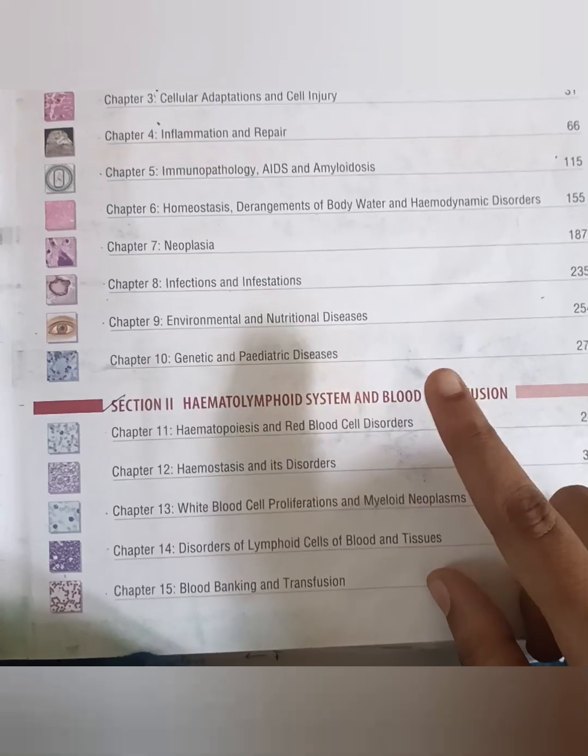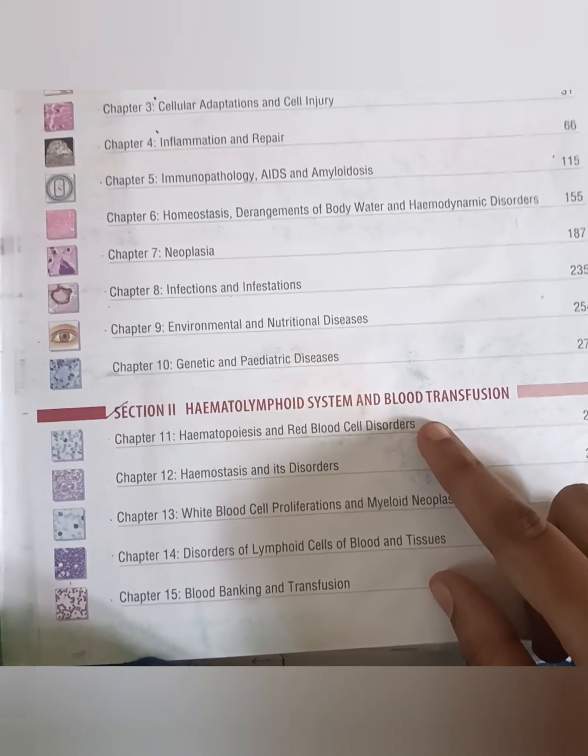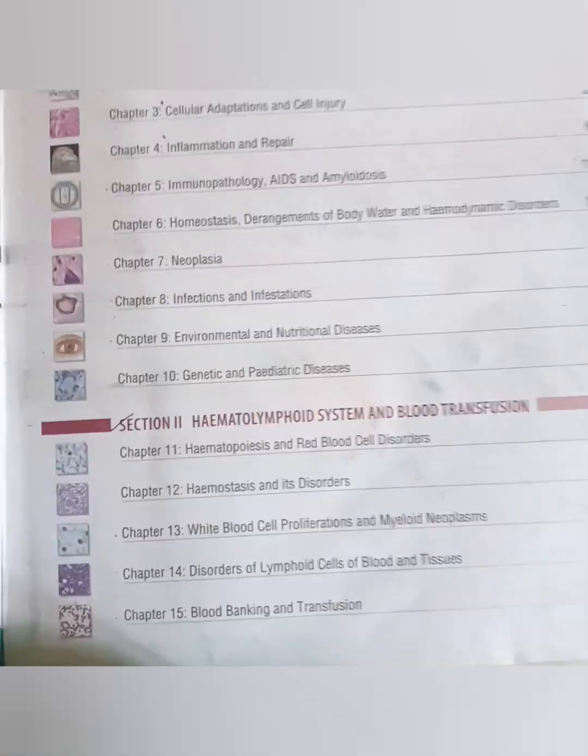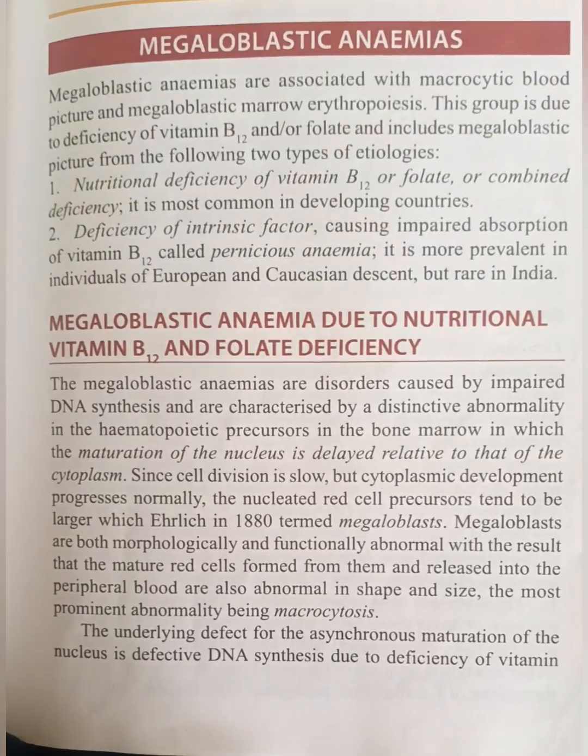From today I'm going to start the exam preparation series, and today I have taken the topic hematopoiesis and the red blood cell disorders. I have taken the subtopic called megaloblastic anemia. So what is megaloblastic anemia?